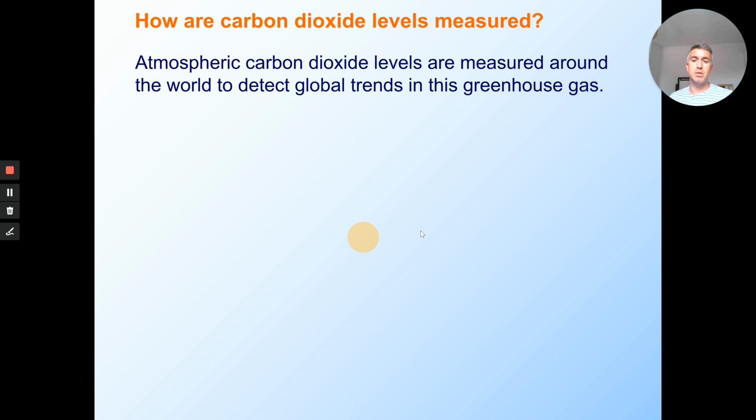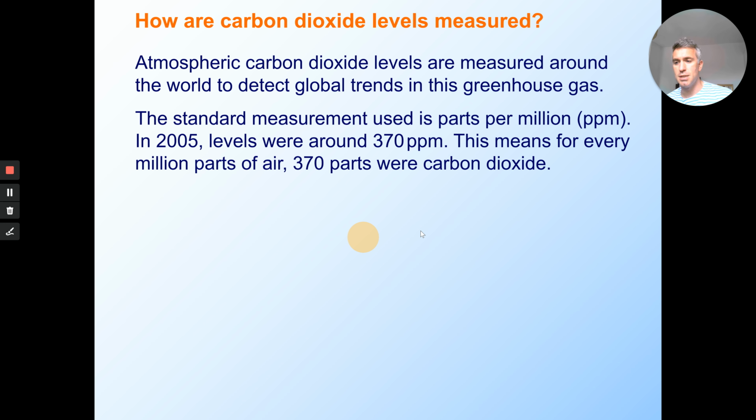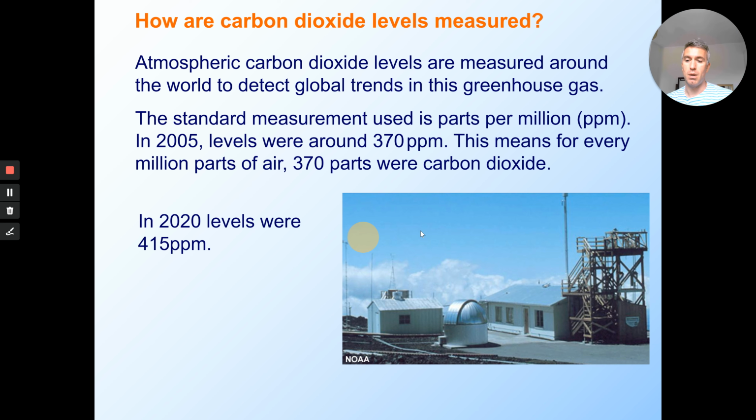Atmospheric carbon dioxide levels are measured around the world to detect global trends in greenhouse gases. The standard measure for this is parts per million. In 2005, levels were around 370 parts per million. This means for every million parts of air, 370 parts are carbon dioxide. In 2020, levels are 415 parts per million. That is a lot. That is a big increase.